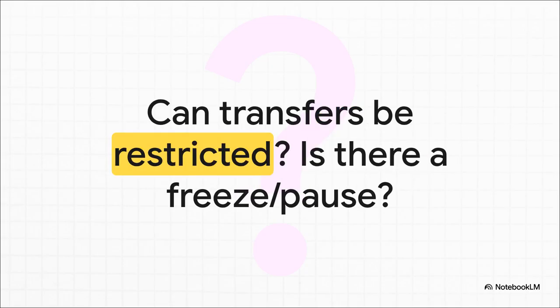All right, next up, transfer restrictions. You want to look for functions in the code with names like freeze, blacklist, or pause. And they do exactly what they sound like. They're switches that could be flipped to stop you from sending your tokens anywhere. I mean, think about that. It's the difference between truly owning something and just holding it until someone else says you can move it.